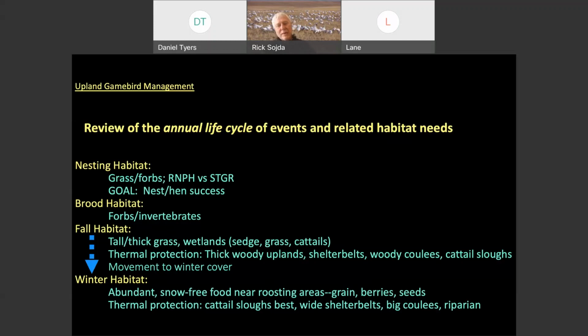And you'll often see that happen with pheasants and sharptails both. So fall habitat can become winter habitat. It can also be a conduit for getting to winter habitat.